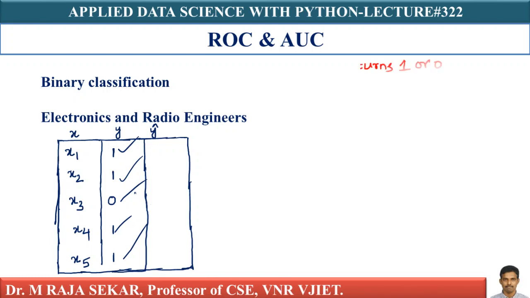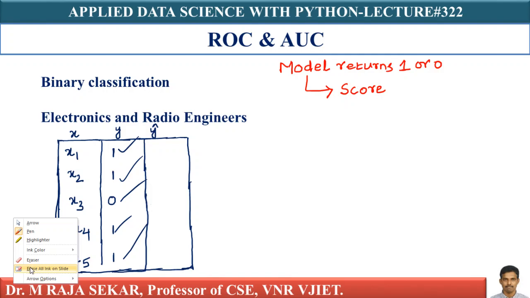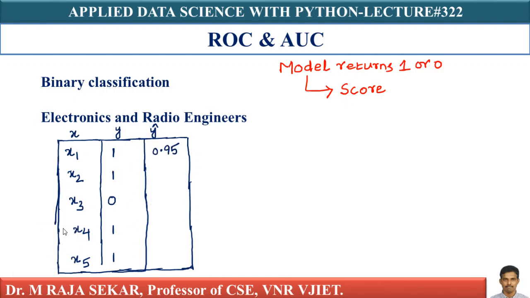What is this probability score? Let me assume this model gives me a probability score as well as it also returns 0 and 1. Let me say for x1 the probability score is 0.95. In a similar manner for x2 0.92, for x3 0.80, for x4 let me assume it is 0.76, for x5 let it be 0.71. I have sorted the data in descending order of y cap values.